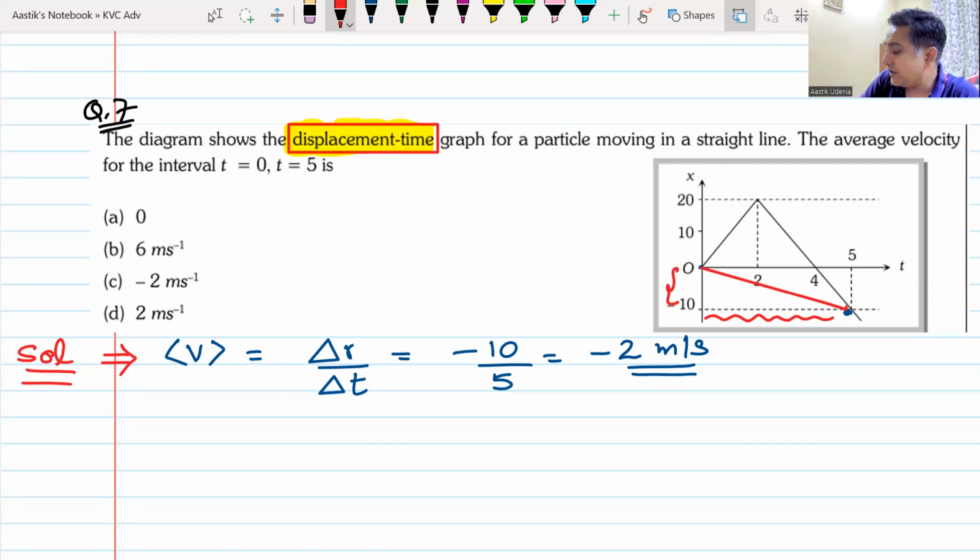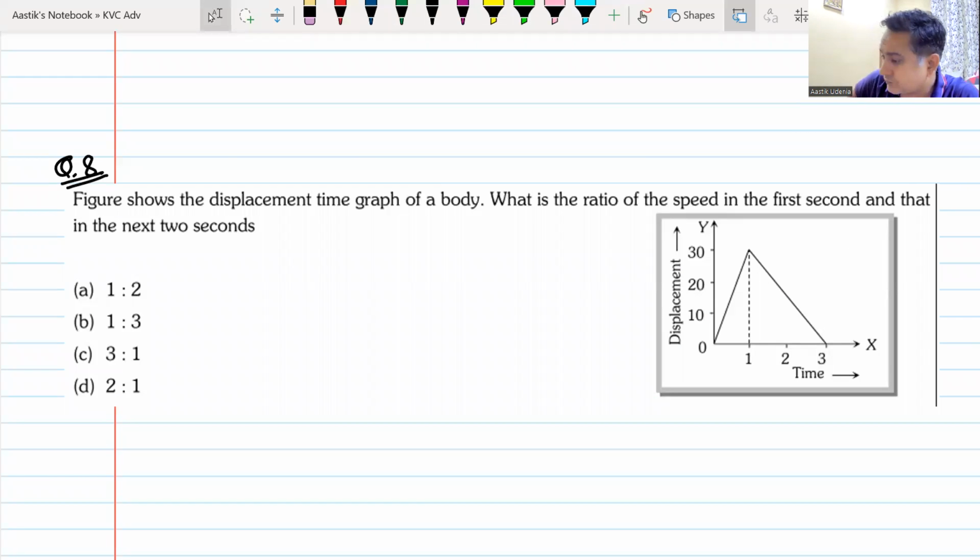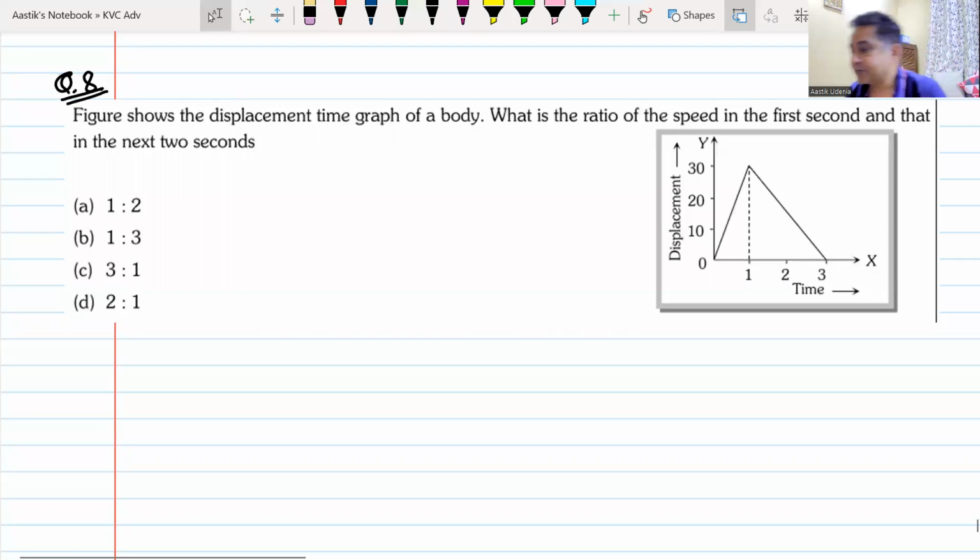I hope we are getting more and more confident as we go ahead. And this is the last question on this position time graph. Here it comes. The book may say displacement time graph, but don't worry, displacement time graph or position time graph is the same thing.